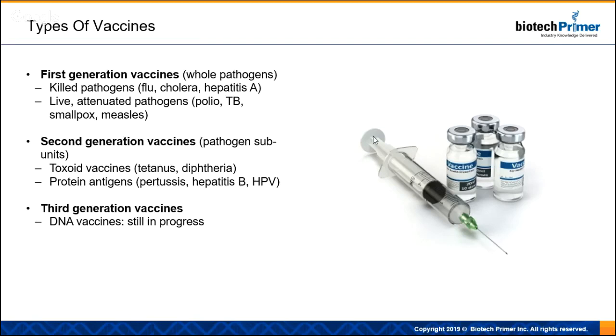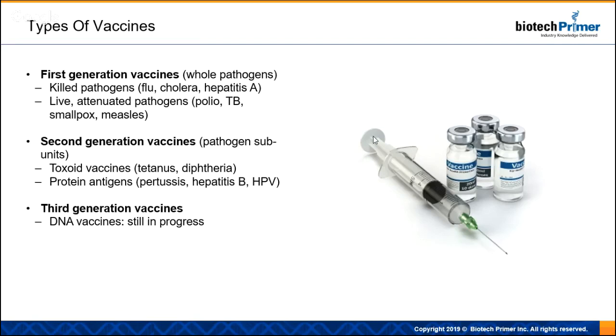So some of these live attenuated pathogens do a better job at that. Second generation vaccines, and I just want to point out here that in our use of first generation, second generation, it doesn't mean that we're no longer using the first generation vaccines. These types of vaccines are still available.